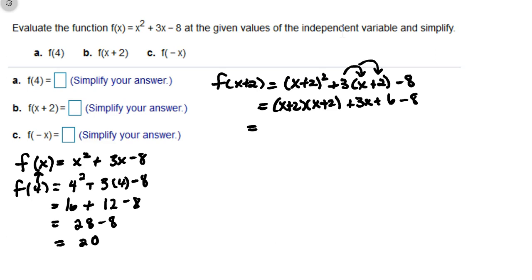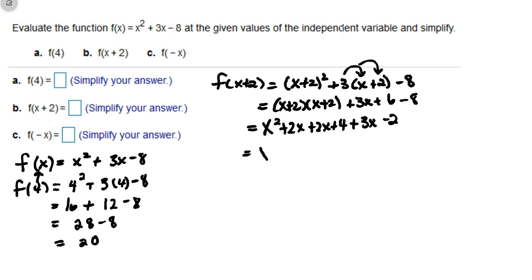Then let's multiply out x plus 2 times x plus 2. That's x squared plus 2x plus 2x plus 4. Carry down that 3x, and I can go ahead and combine the 6 and the negative 8 to be negative 2.